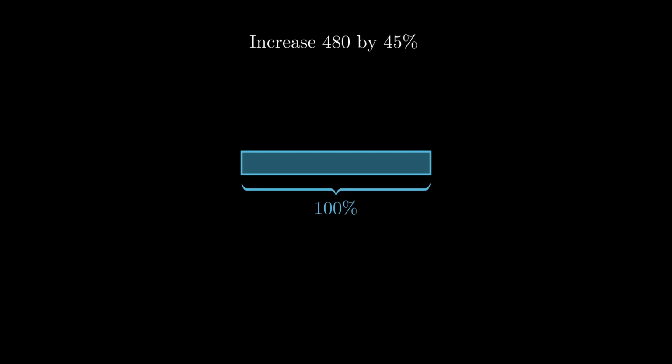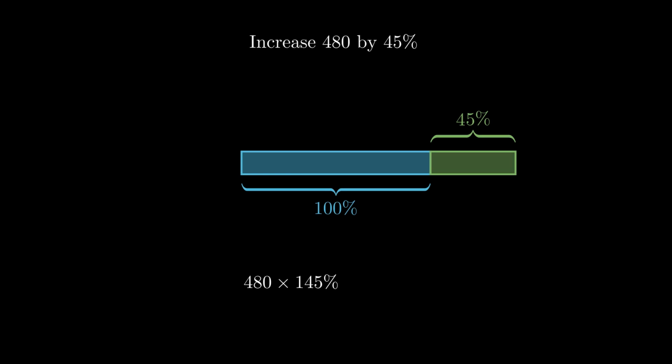So we're going to draw a blue block here. This will represent 100%, so the whole starting amount. Then we want to increase by 45%. So what we want to think of is this block being enlarged by 45% like that. So we take our 480, that's what we started with, and now the total percentage we've got in front of us must be 145% all up. So by multiplying by that, we should be able to arrive at the result in one step.